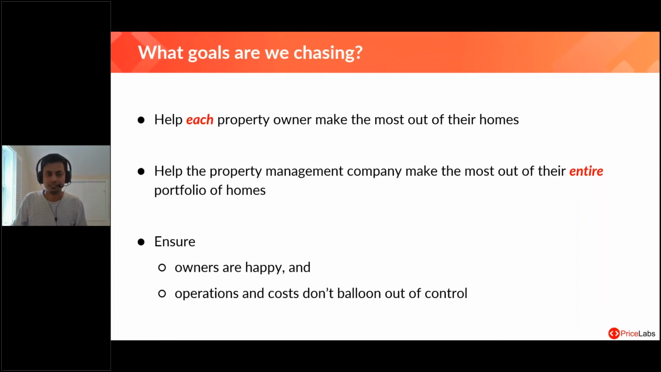And while doing the top two, which are more focused on revenue, it's also very important to, one, keep the owner happy, and then make sure that your costs don't balloon out of control. And where this comes in is a lot of times you might have to put in certain strategies or certain restrictions to make sure there aren't too many turnovers happening.